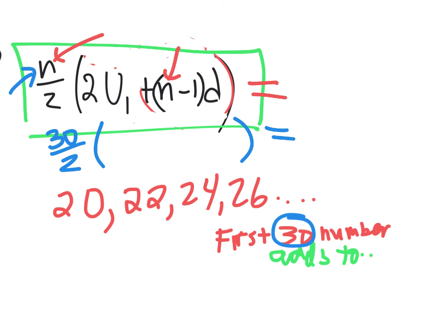Know what u sub 1 is? Come on, u sub 1's the first number. Oh, 15. Look at the list of numbers. What's the first number? Oh, 20. 20. Okay, so then I'm going to go 2 times 20 plus, do you have any short-term memory? What's n? Because I got to use n again. 30. Mm-hmm. Minus 1 all times d. And what's the d in this problem?